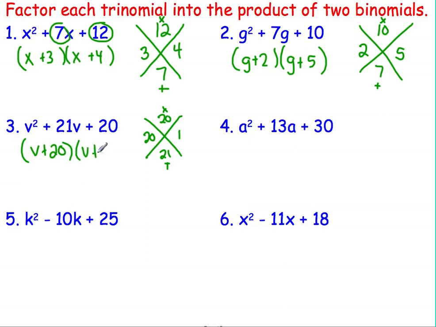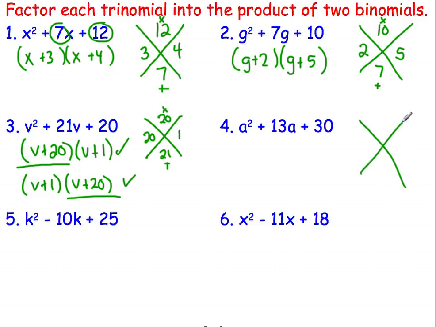and v plus 1. Now, some people ask, what if they would have written v plus 1 times v plus 20? Is that still okay? And that is okay. Both of these are exactly the same. They just have these two guys mixed around. It's totally okay if I write this entire set of parentheses first or second, as long as both of these are up here, we're doing fine.